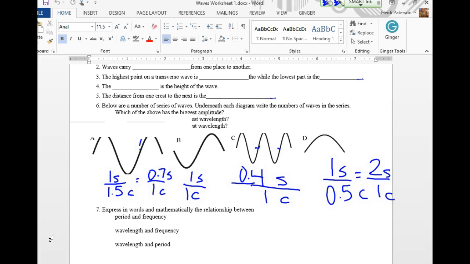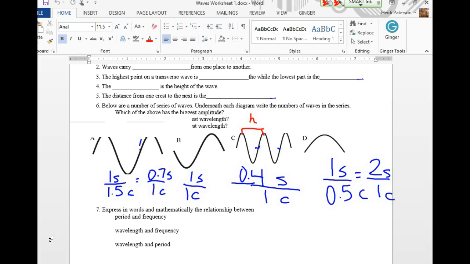Therefore, which of these has the longest period? D has the longest. C has the shortest period. D has the longest period. Do you remember what wavelength is? It's the distance between the waves. Between a crest. So we can either choose the point between two crests or two troughs, and this is the wavelength.